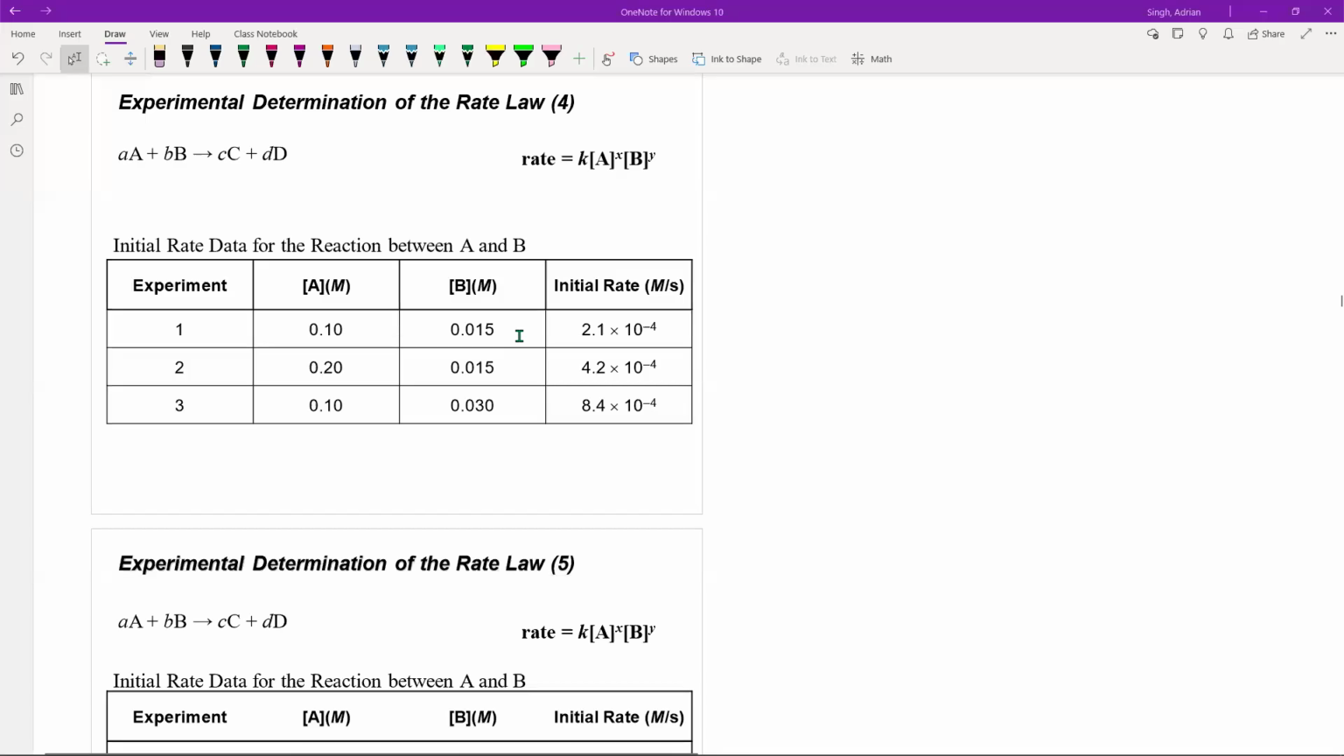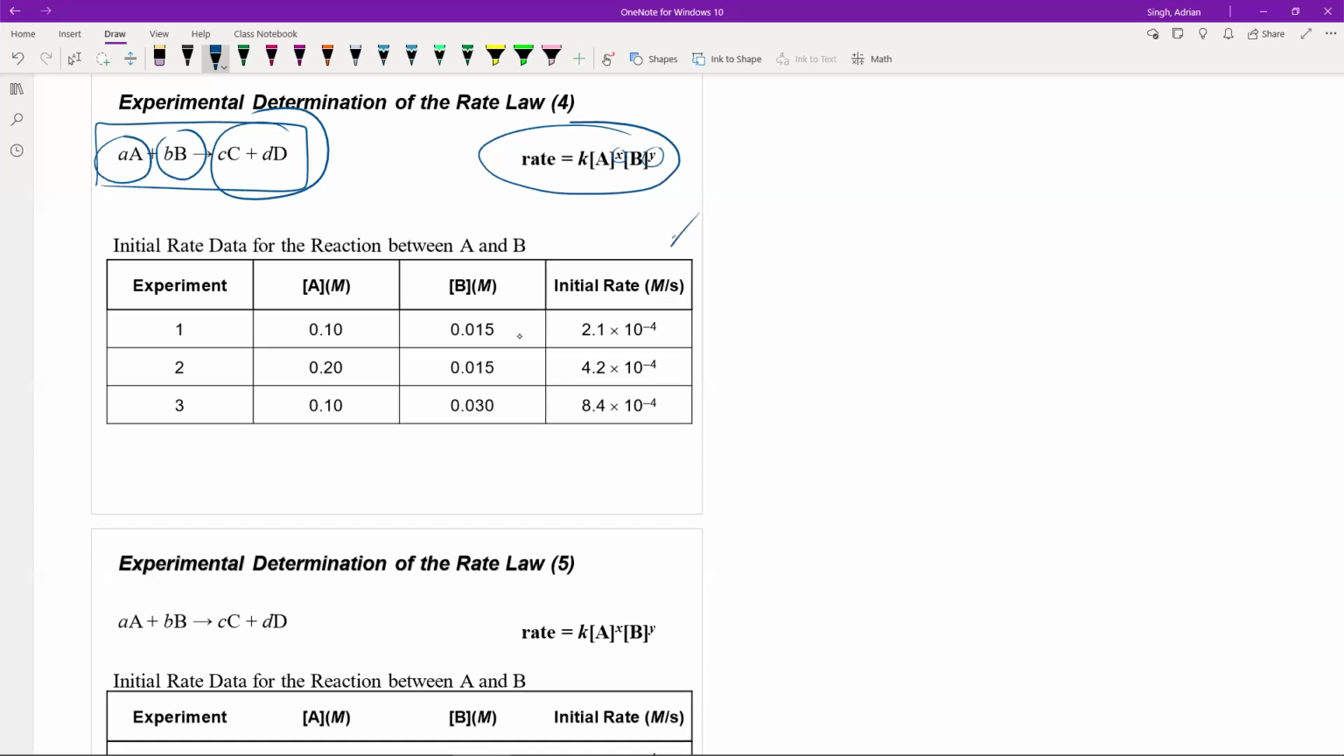Okay, so let's take a look at another example. We have a general equation written here, A plus B producing C and D, same equation we've seen previously. We can write the rate law expression for that. So the rate is equal to the rate constant k times the concentration of A raised to a certain power x times the concentration of B raised to a certain power y. Notice again, we don't see any of the products in our rate law expression.